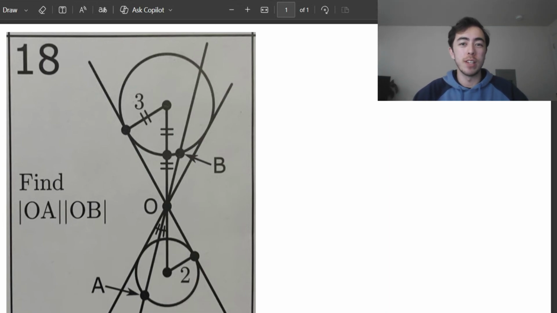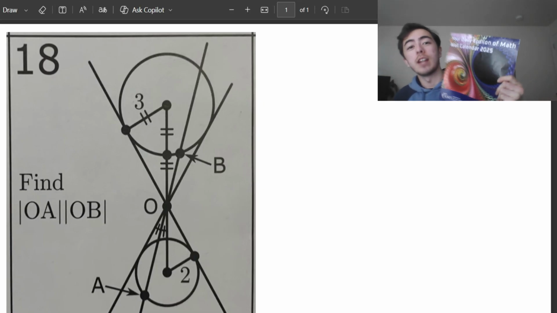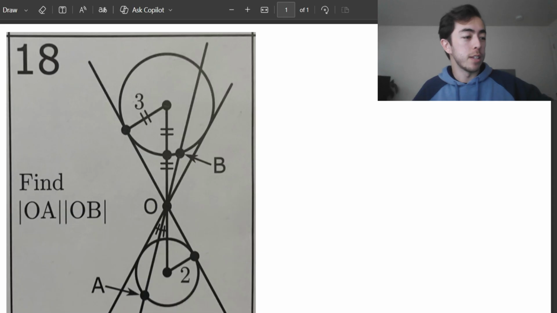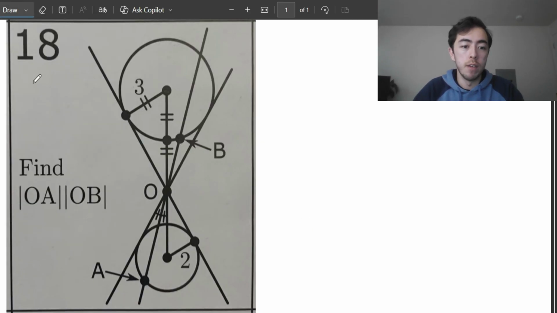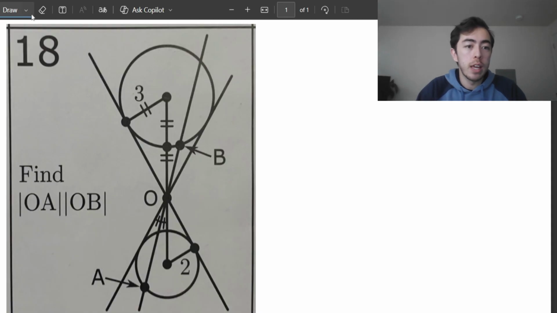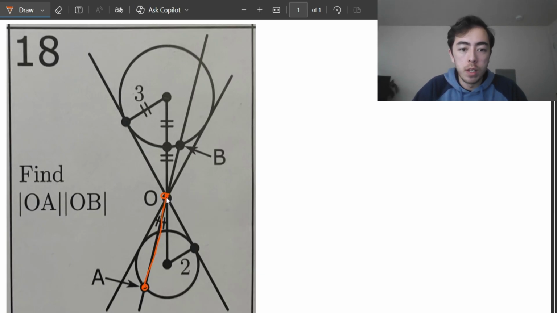Today is November 18th, and we're solving problem 322 from the Daily Epsilon calendar. And the answer today should be 18 because that's today's date. So, we have a geometry diagram today. We need to find the product of the magnitudes of OA and OB. So OA is going to be this line segment right here, and OB is going to be that line segment right here. And supposedly, if we multiply these two lengths together, we do get the number 18.